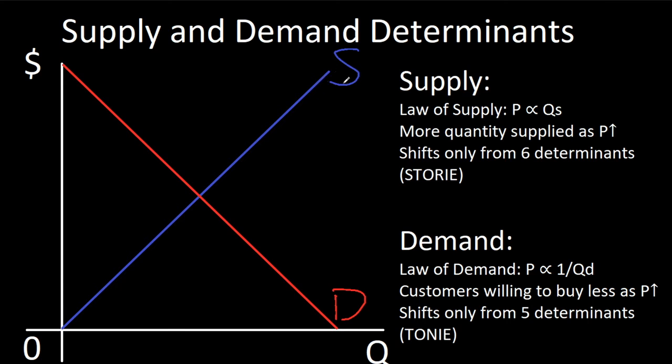In Unit 1, determinants can be quite challenging to memorize. So in this video, I'll be covering two acronyms that can help you remember what shifts what and why. However, before we go into the acronyms, let's revise some things about supply.